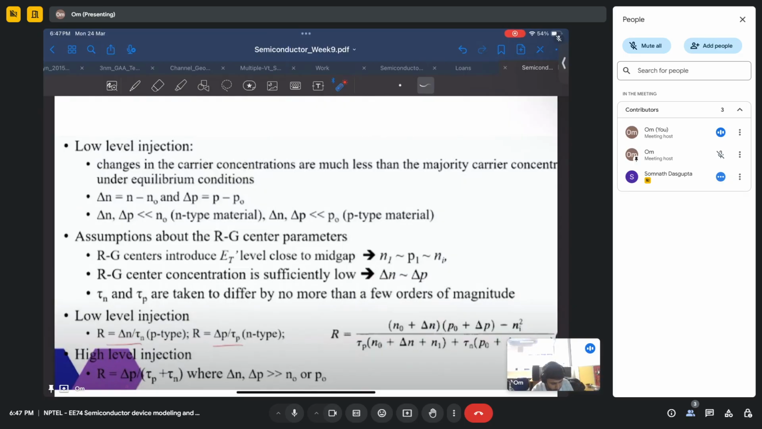And when we do that here, we get R equals, in low level injection, delta N by tau N or delta P by tau P. This is the recombination rate in case of low level injection. In high level injection case, this is delta P upon tau P plus tau N. Until it is mentioned that it is high level, we will always assume it to be low level. High level injection is a very extreme case which normally does not happen. Low level injection is the generic case which always happens in the semiconductors.